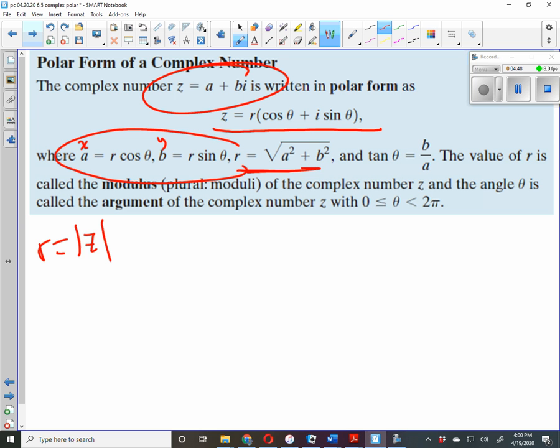Or square root of a squared plus b squared. The other tool we're looking at here is inverse or is tangent.